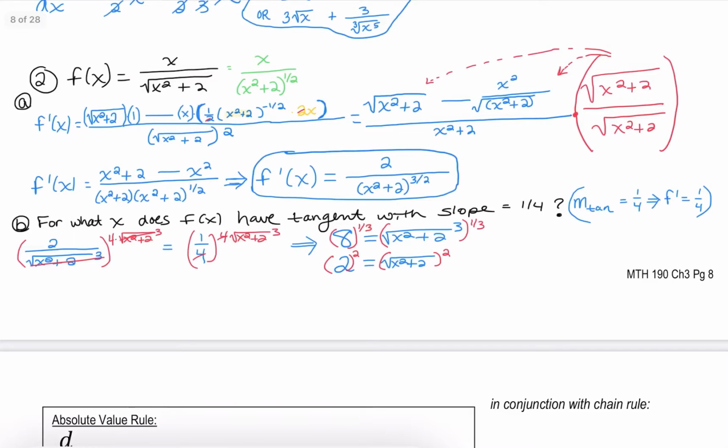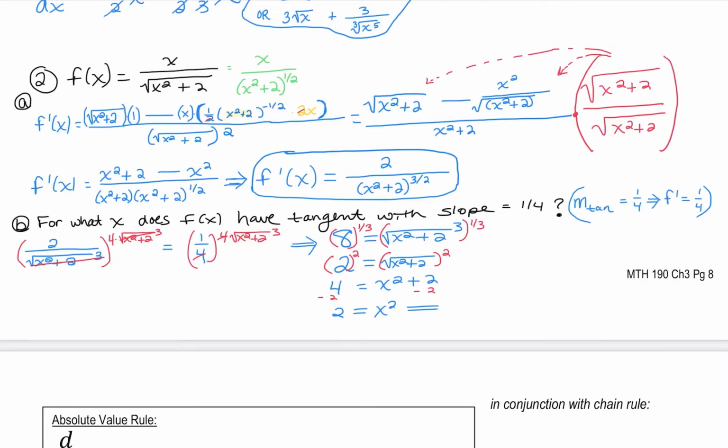And so we now have 4 on the left equals our x squared plus 2. And so we're nearly there. Of course, now we can just subtract the 2. And so we're at the point where we have our x squared equals 2.